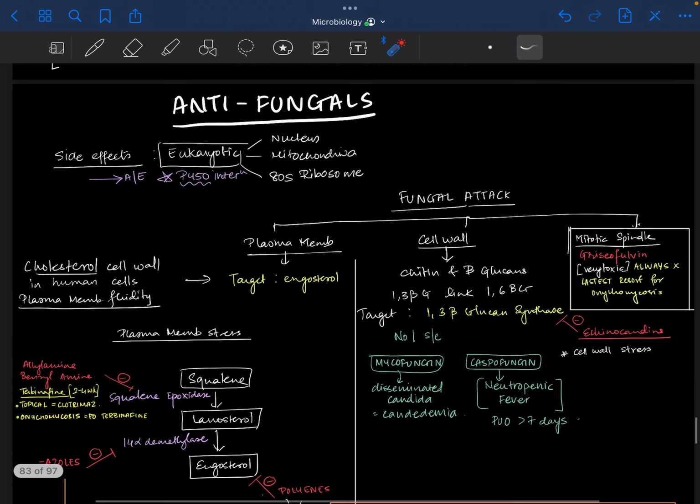Okay, so let's start with why this topic is important. Antifungals are important because fungal cells are eukaryotic. That means they're very similar to human cells. They have a nucleus, mitochondria, and they utilize ATP and ribosomes. The most important thing about this is going to be the P450 interaction, the hepatotoxicity and everything. So if you ever get a question in USMLE, it's always going to be this.